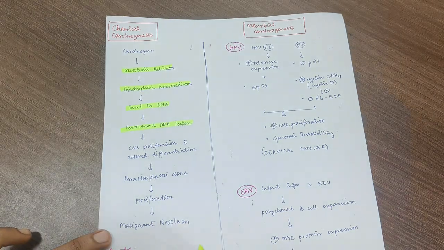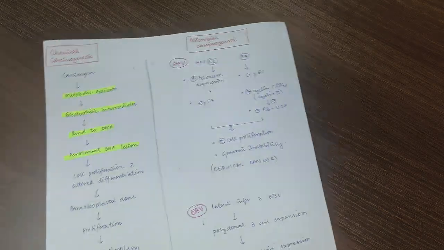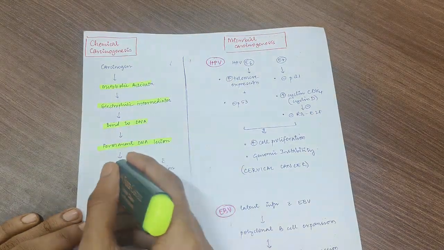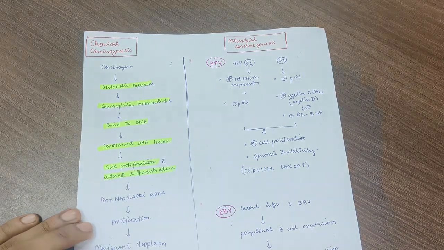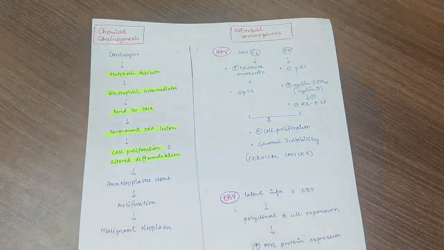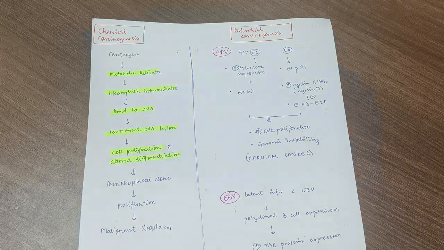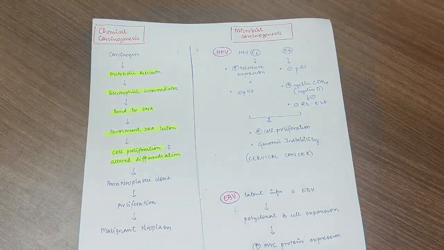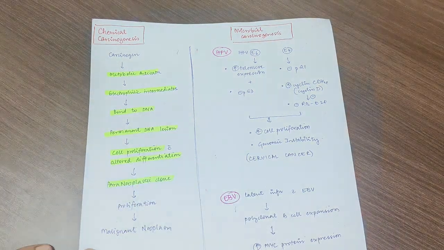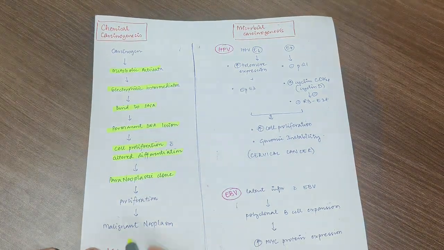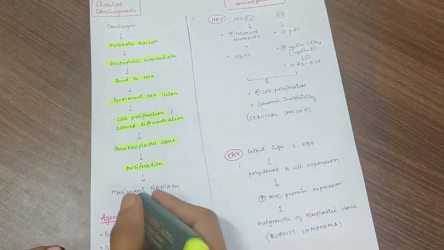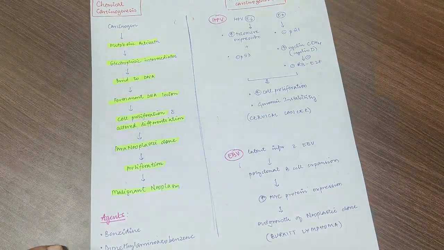Once this permanent DNA lesion is formed, this damaged DNA leads to cell proliferation and altered differentiation. Next, a paraneoplastic clone is formed. Formation of the paraneoplastic clone and proliferation of it. It is formed, then it will proliferate. Lastly, it will become a malignant neoplasm.